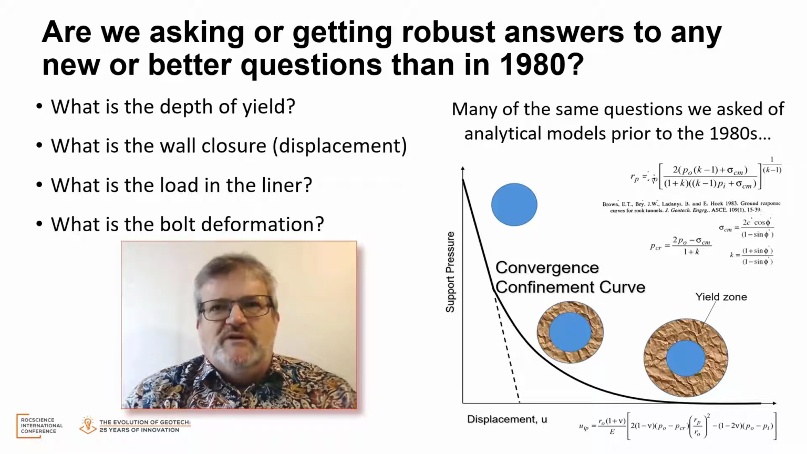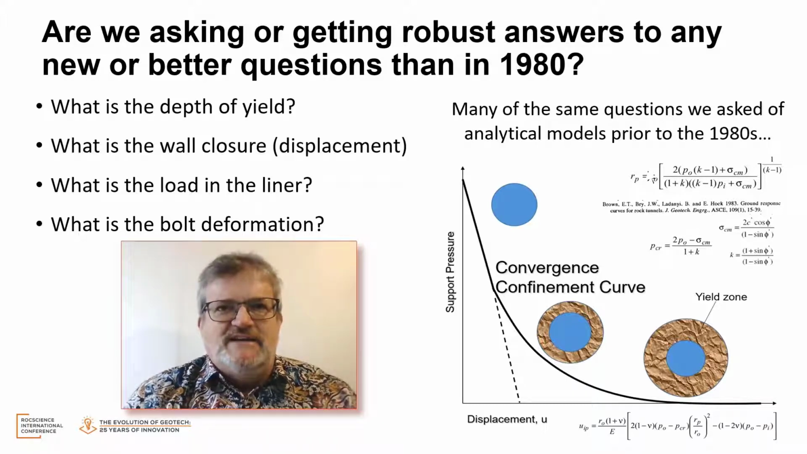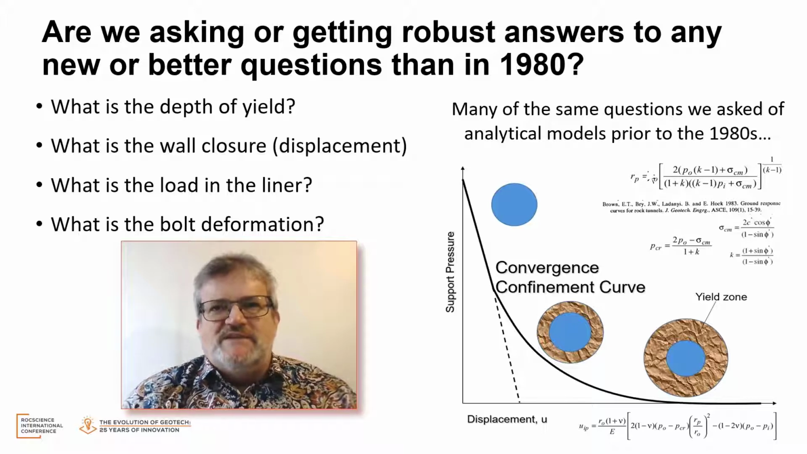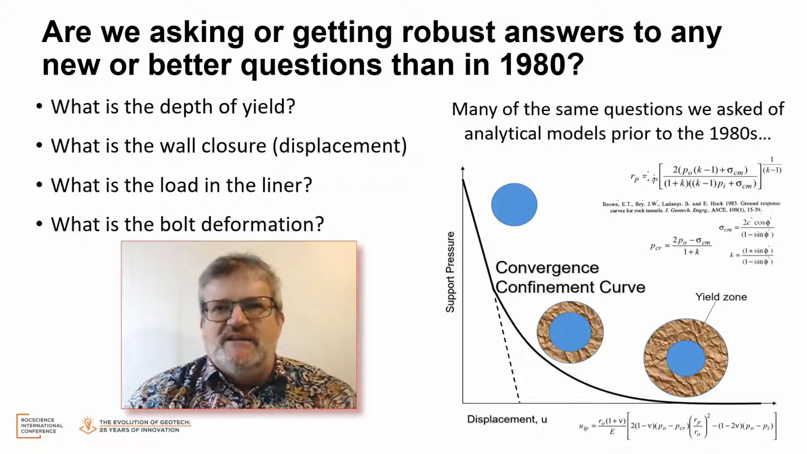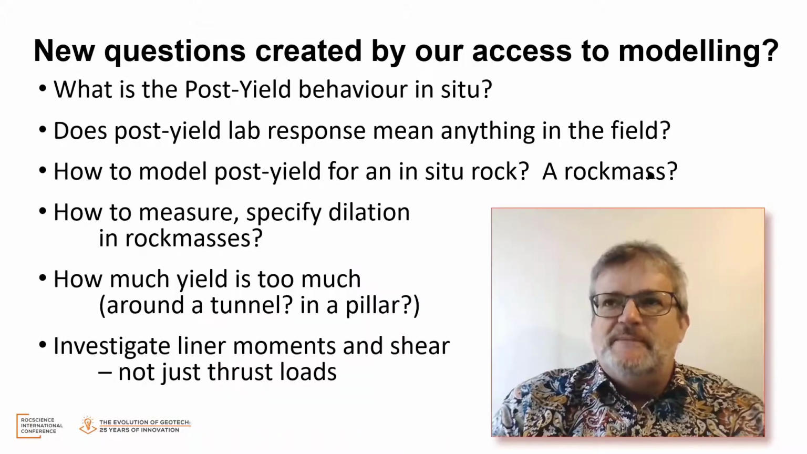When we use these programs for design, are we asking any more sophisticated questions than we did, let's say, in 1980 or in the 1990s? Primarily, we're modeling to find out the depth of yield. We're modeling to find out how much closure there is, or average closure in the walls and roof. What's the load on a liner, let's say, and what are the bolt deformations? So while we have more complicated models and we can view more complicated scenarios, the questions are pretty much the same that we asked back in the 1980s of our analytical solutions.